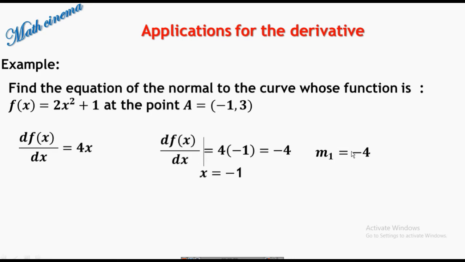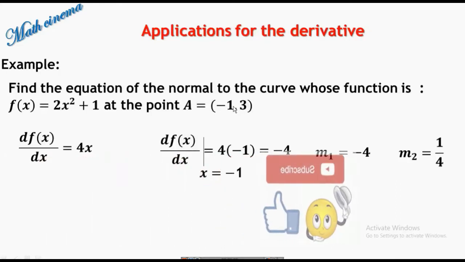And to get the slope of the normal, you are going to make two changes. First, you are going to change the sign and then you are going to flip. So the slope of the normal equals 1 over 4. You change the sign, it becomes positive, and then make multiplicative inverse, so it becomes 1 over 4.